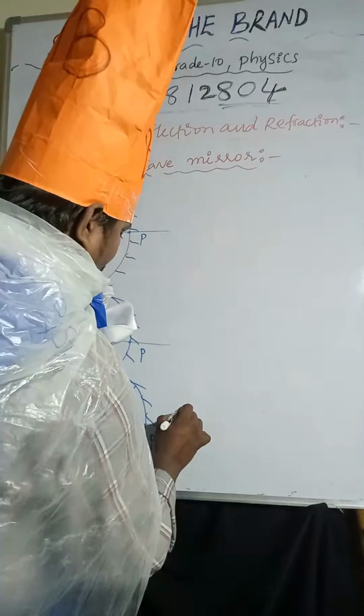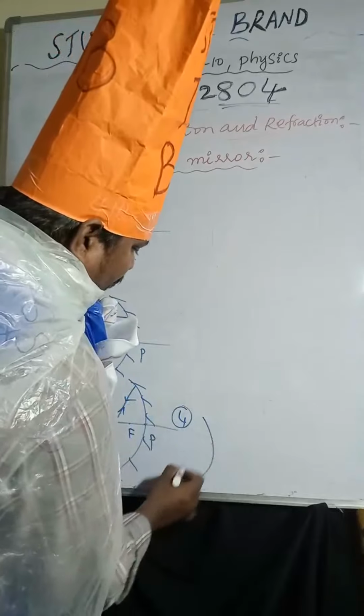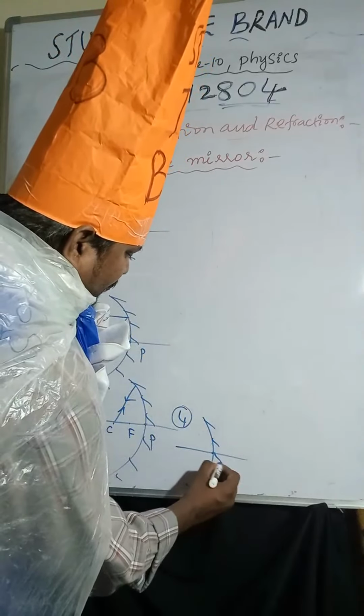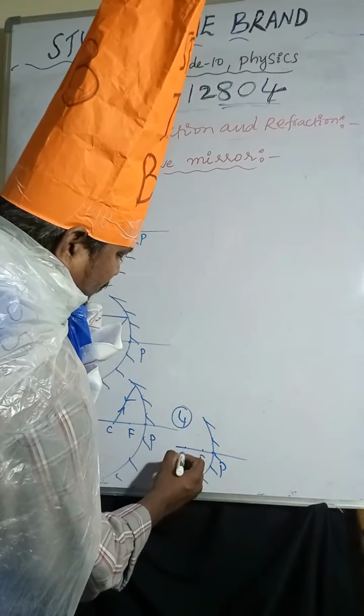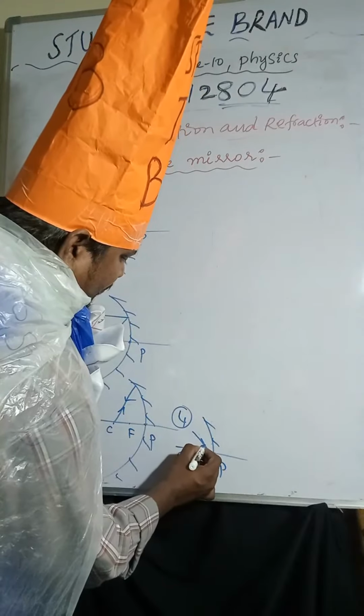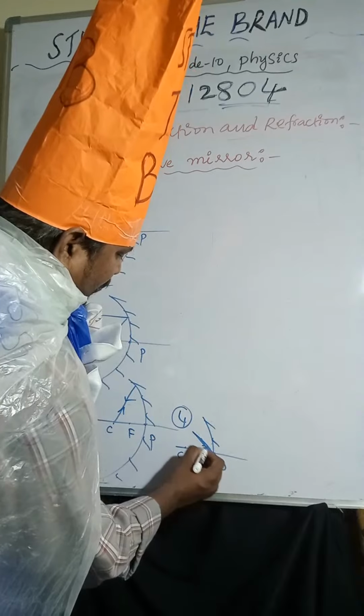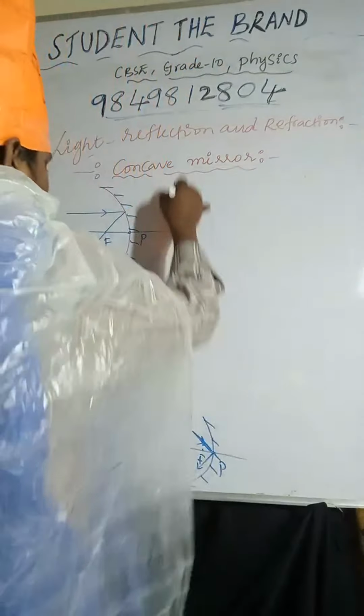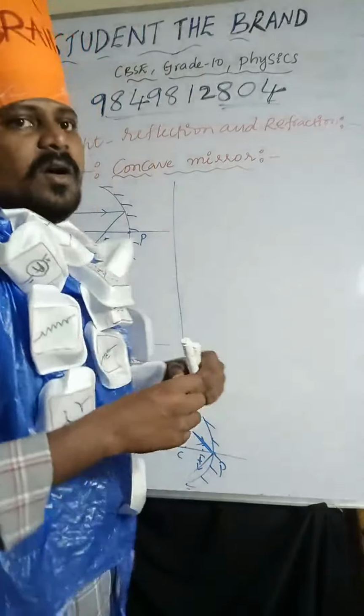Coming to the fourth one: a light ray incident at the pole. This is the pole, focus, center of curvature. The light ray incident at the pole reflects back. Okay, so these are the 4 ray rules for concave mirror.